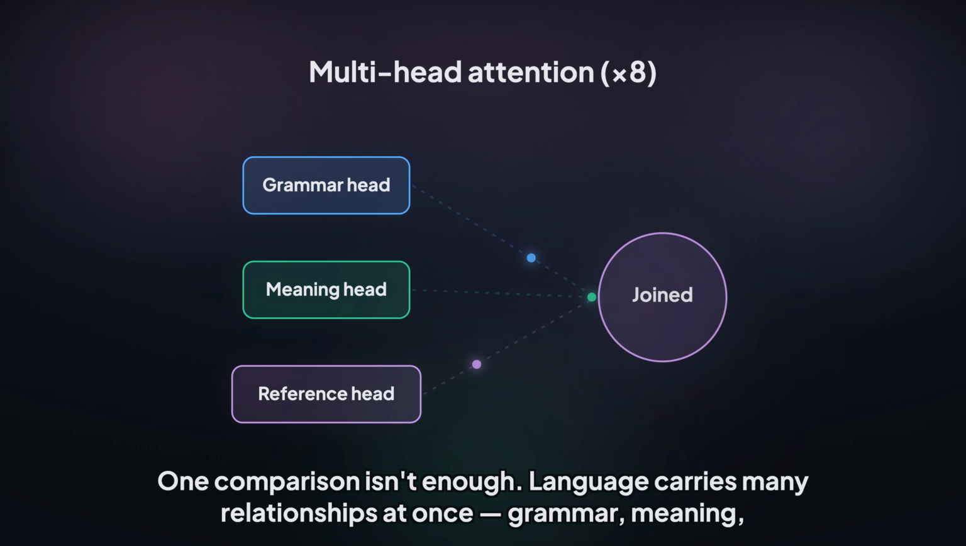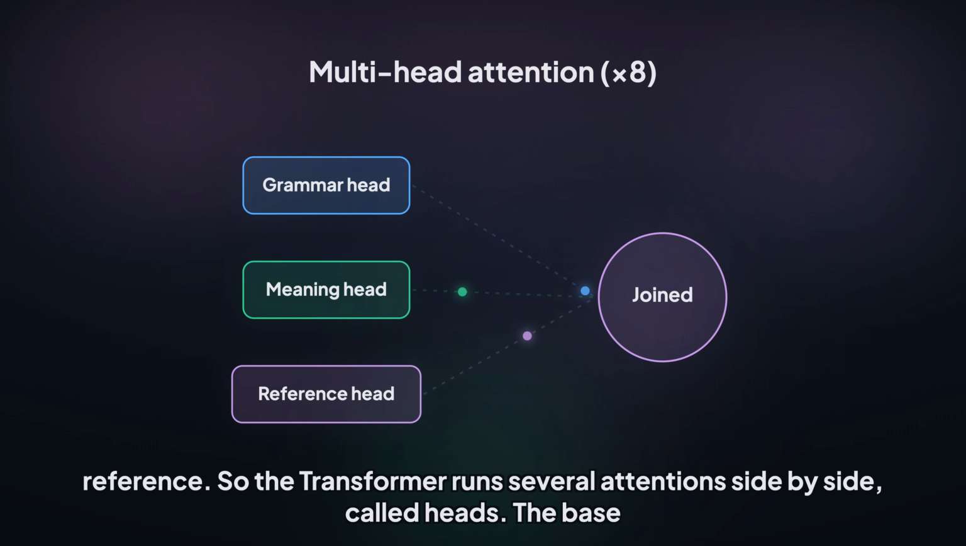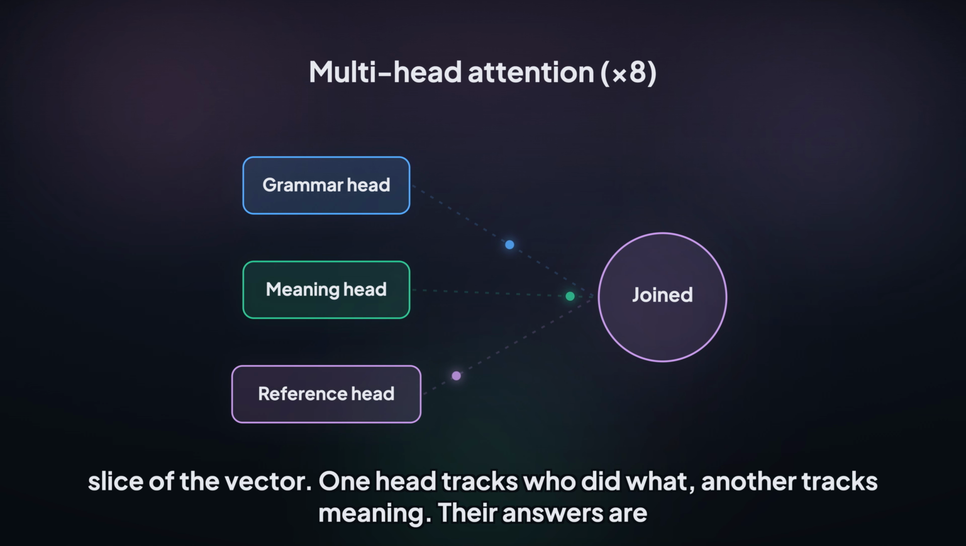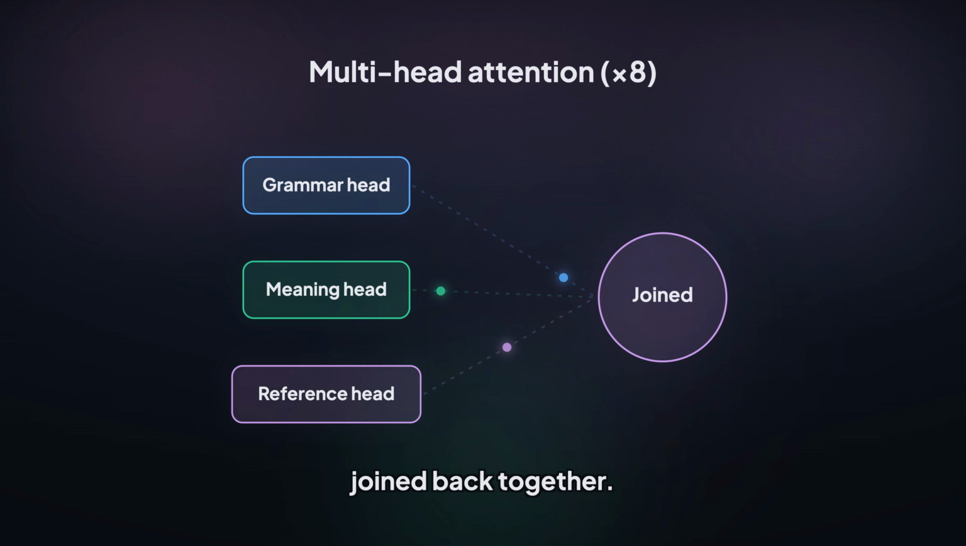One comparison isn't enough. Language carries many relationships at once: grammar, meaning, reference. So the transformer runs several attentions side by side called heads. The base model uses 8, each with its own queries, keys, and values, each working in a smaller slice of the vector. One head tracks who did what, another tracks meaning. Their answers are joined back together.